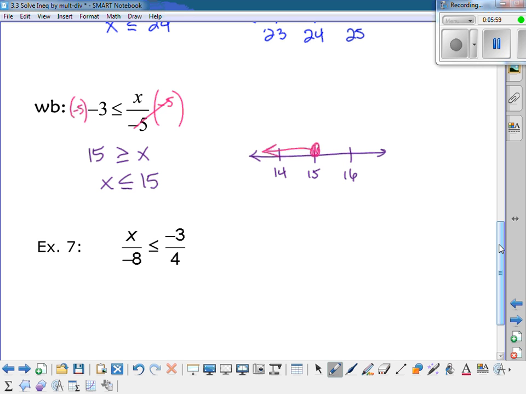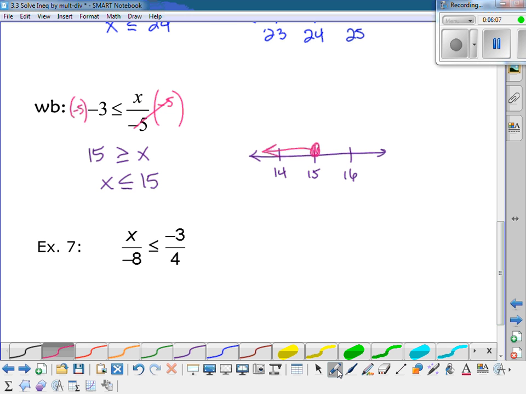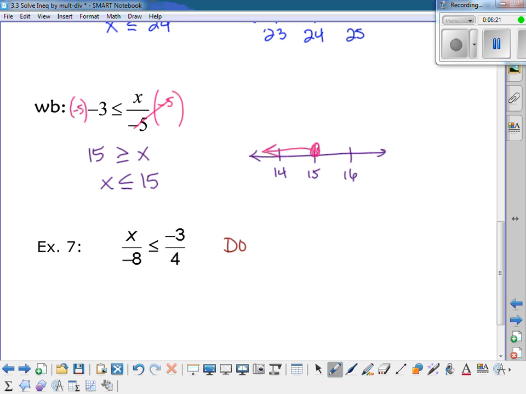All right, now I have x over -8 is less than or equal to -3 over 4. When you are doing these problems, this looks kind of like a proportion where you used to cross multiply, but you're not going to know which way the symbol should go if you cross multiply. So I do not want you to cross multiply on these. So make yourself a note. Do not cross multiply.